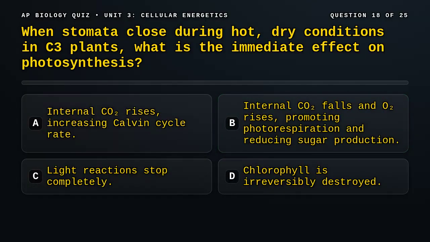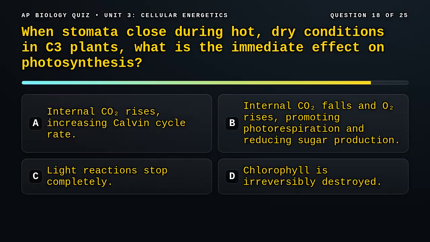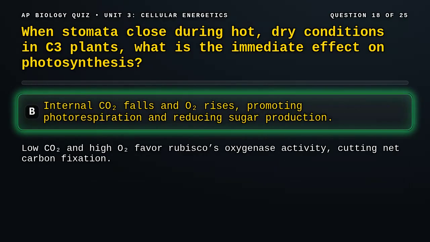Question 18. When stomata close during hot, dry conditions in C3 plants, what is the immediate effect on photosynthesis? A. Internal CO2 rises, increasing Calvin cycle rate. B. Internal CO2 falls and O2 rises, promoting photorespiration and reducing sugar production. C. Light reactions stop completely. D. Chlorophyll is irreversibly destroyed. Correct answer, B. CO2 scarcity and elevated O2 favor rubisco oxygenase activity, decreasing net carbon fixation.